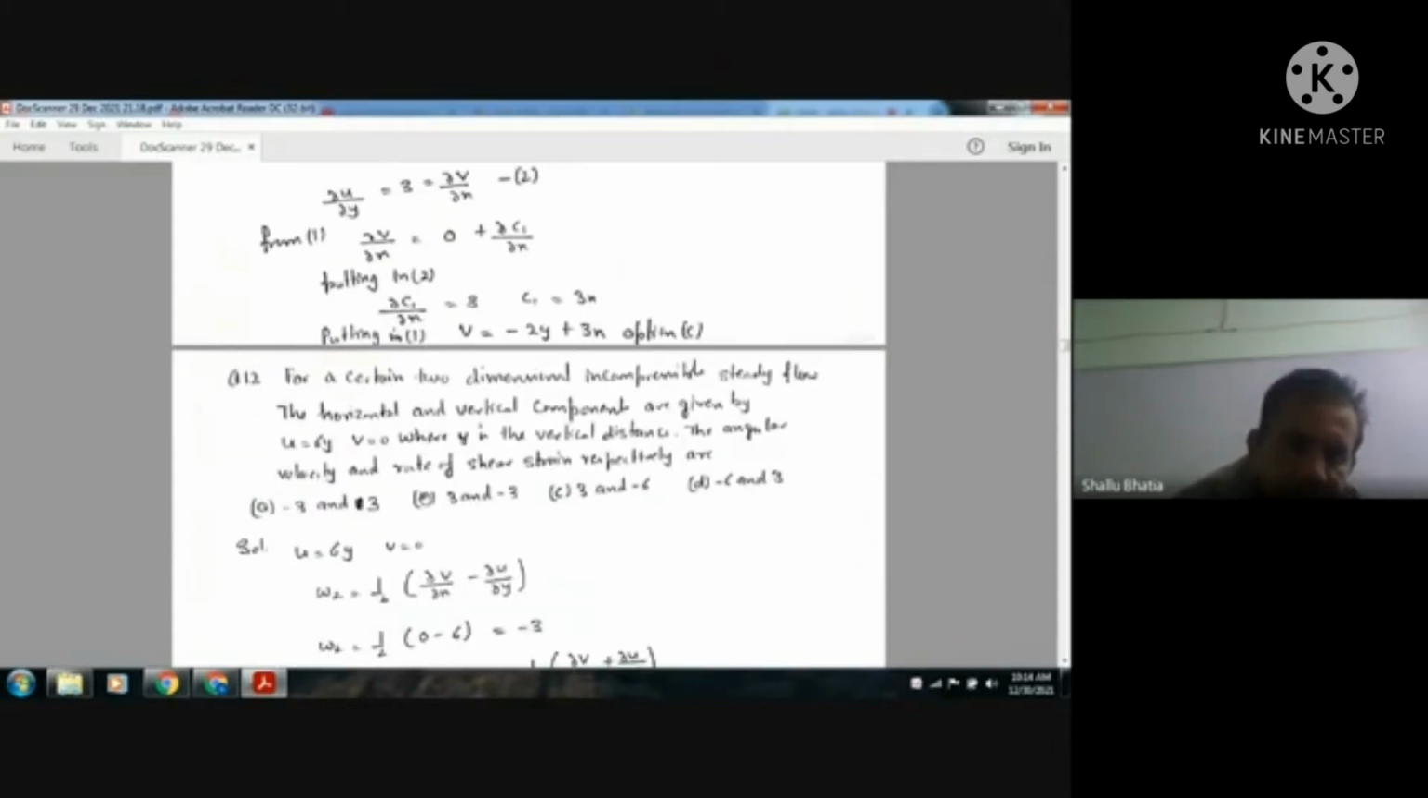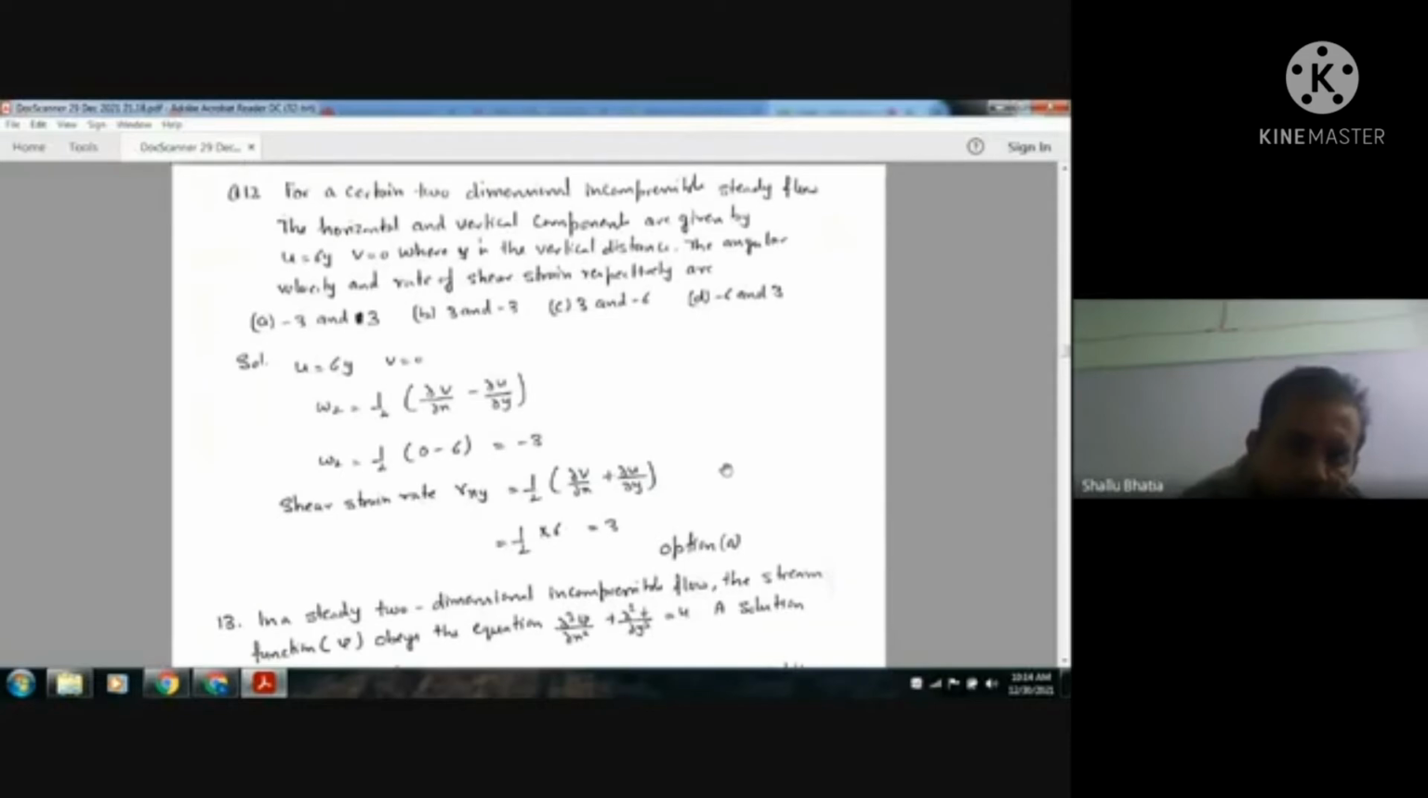Okay, next. For a certain two-dimensional incompressible steady flow, the horizontal and vertical components are given by u equal to 6y, v equal to 0, where y is the vertical distance. The angular velocity and the rate of shear strain respectively are: option A, minus 3 and 3; B, 3 and minus 3; C, 3 and minus 6; D, minus 6 and 3.